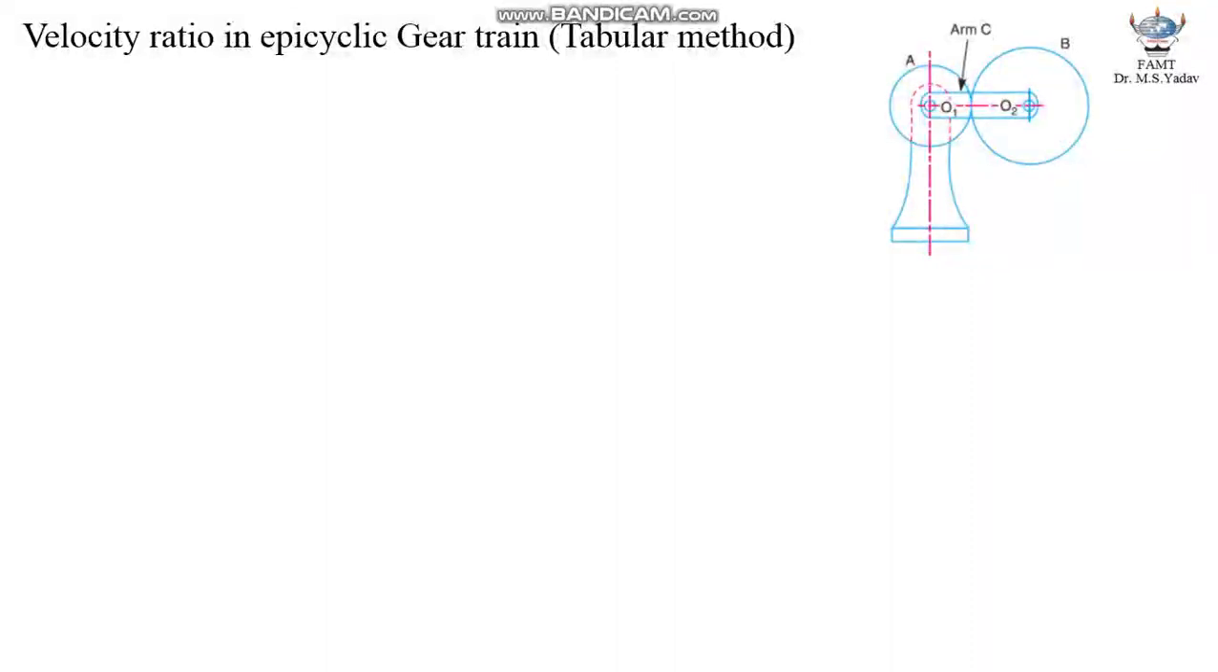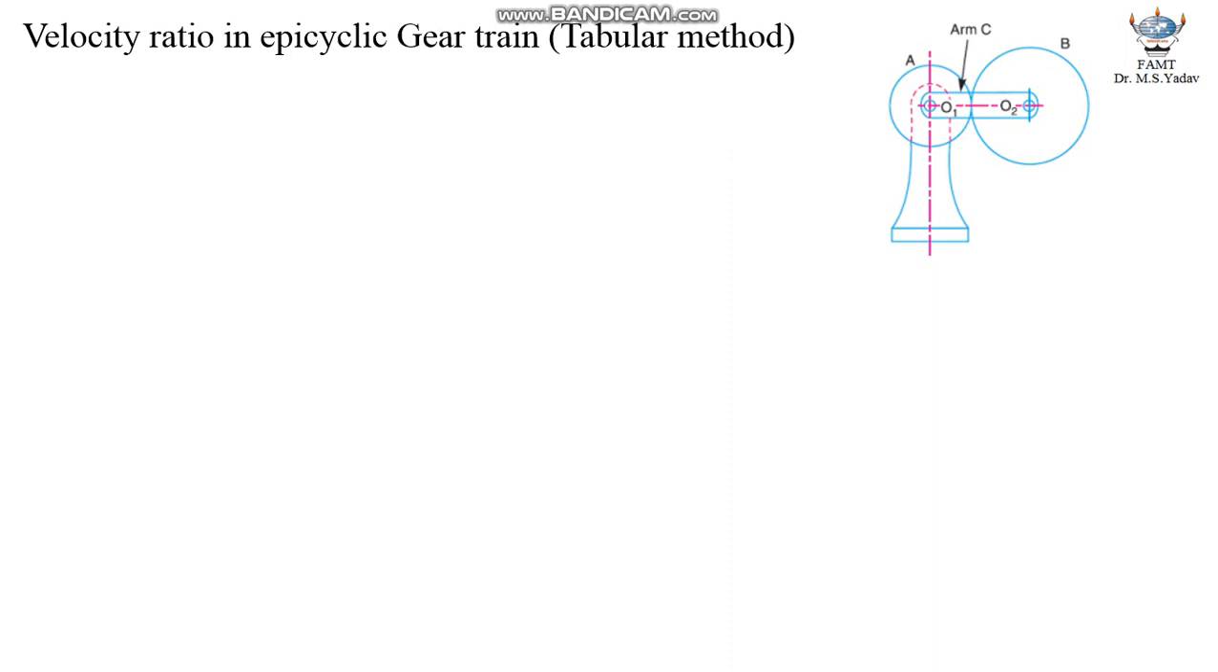Dear students, in this video lecture, we will learn how to find out velocity ratios for an epicyclic gear train. There are two methods for calculation. First one is algebraic method and the second one is the tabular method. The tabular method is discussed here.